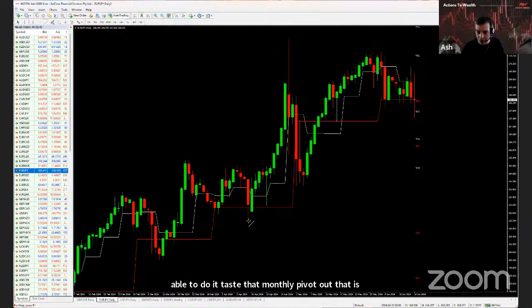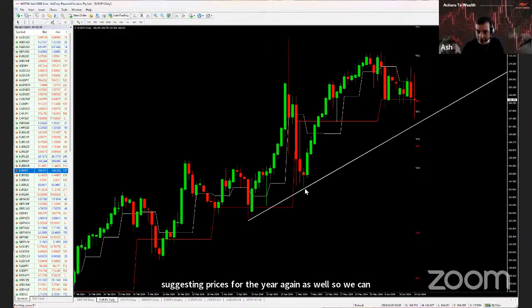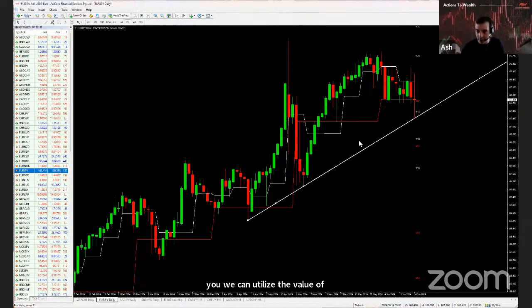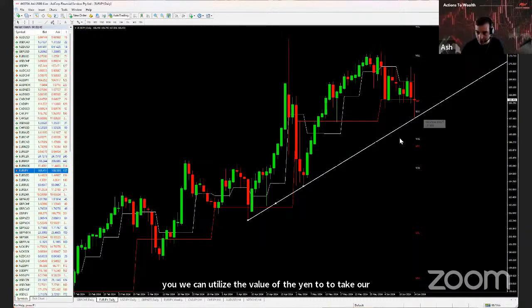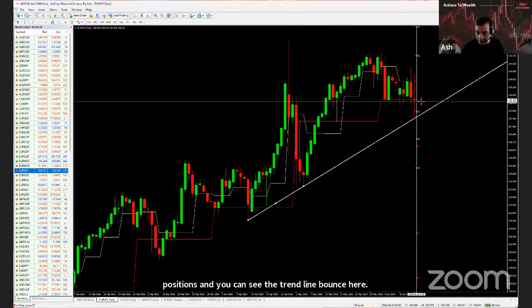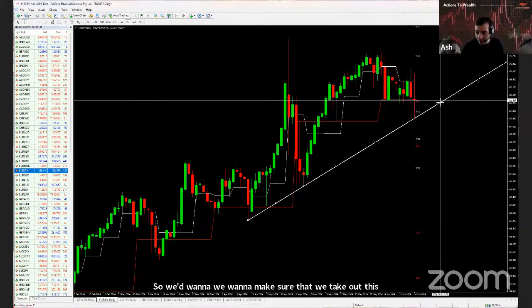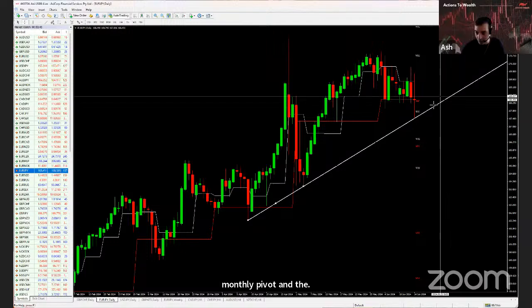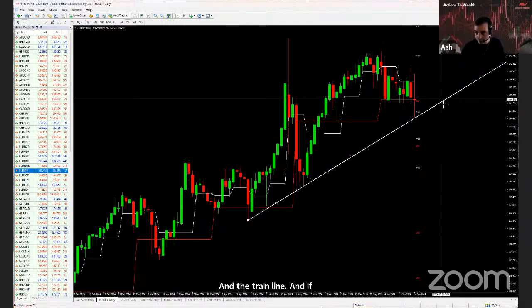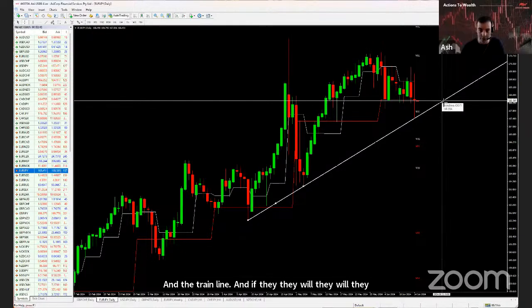So we can utilize the value of the yen to take our positions, and you can see the trend line bounce here. So we want to make sure that we take out this monthly pivot and the trend line. And if they get into confluence around about the 21st.